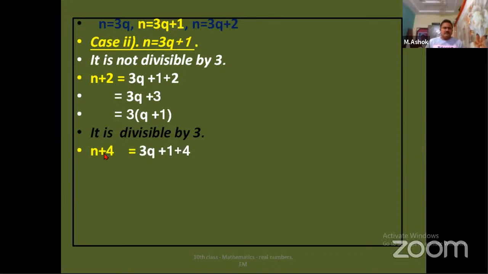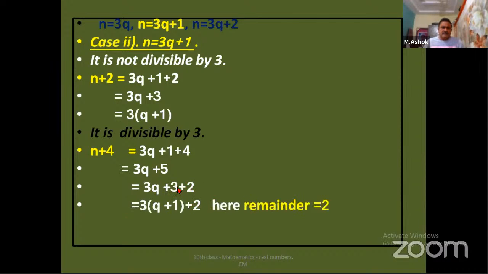n plus 4 means n value is 3q plus 1 and plus 4. So now this is equal to 3q plus 5. So 3q, write 5 as 3 plus 2. Take 3 common in these two terms. So again 3 into q plus 1, plus 2. So here what is the remainder? 3 into q plus 1, plus 2. So this plus 2 is the remainder. So it is not divisible by 3.